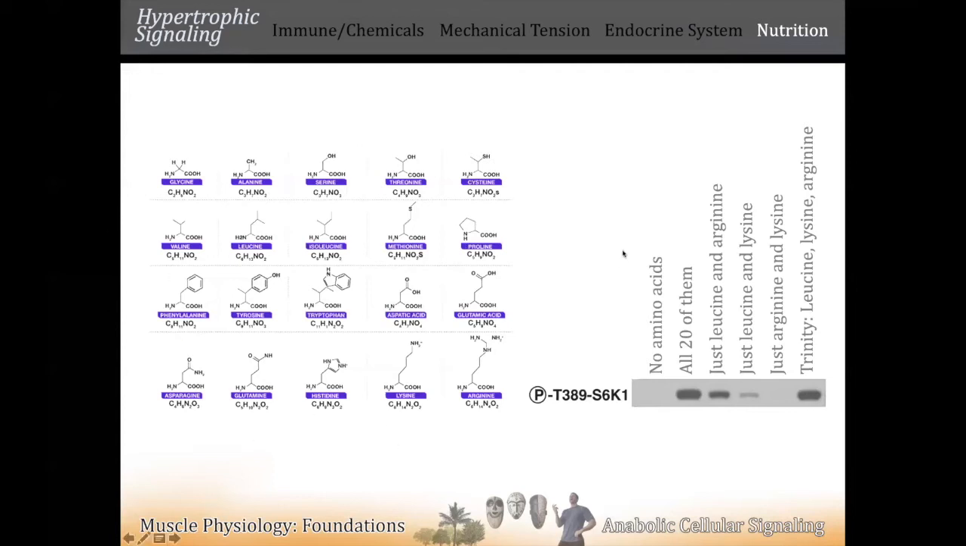But I'll bring this point up again: evolution didn't seem to have the foresight to expect chemistry labs to be isolating amino acids, where you can just take a leucine by itself, or let me just take a leucine and arginine.